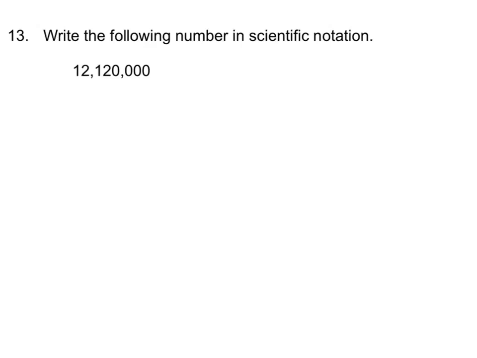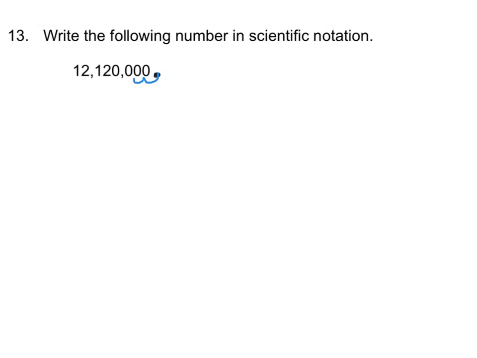Here we have a whole number. If the number is a whole number, the decimal is directly behind the last digit of the number. So we have a decimal located here. Next, we want to move the decimal so that there's only one number in front of the decimal point. And we're going to count the number of times that we move the decimal.